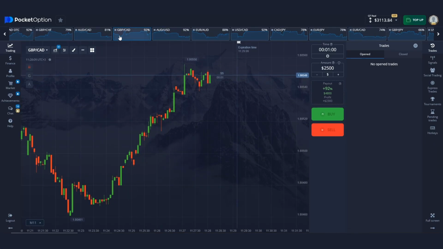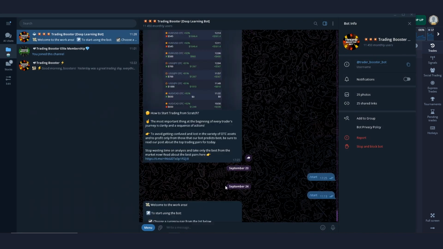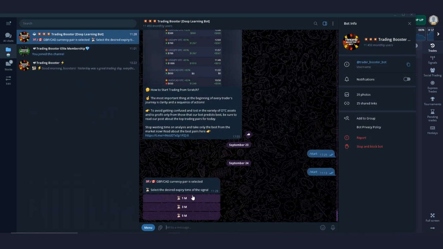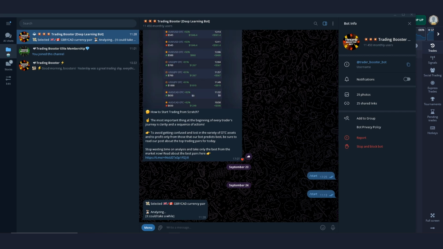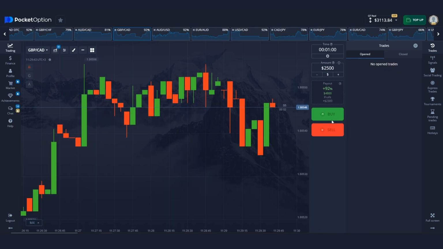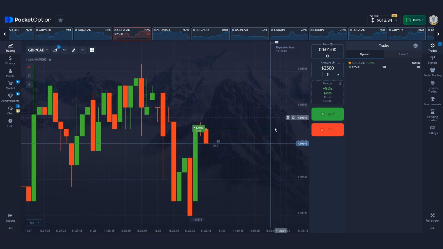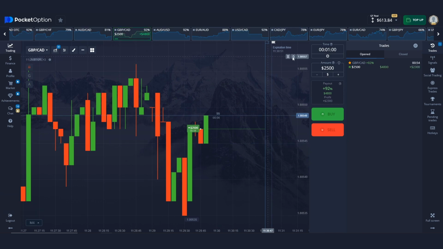Next currency pair, British pound, Canadian dollar. Good movement on this currency pair. I choose this currency pair and the time for the deal is also 1 minute. I get a buy signal. I wait for a new candlestick and on it I open my buy trade. There is a good upward movement, so I expect the uptrend to continue now.